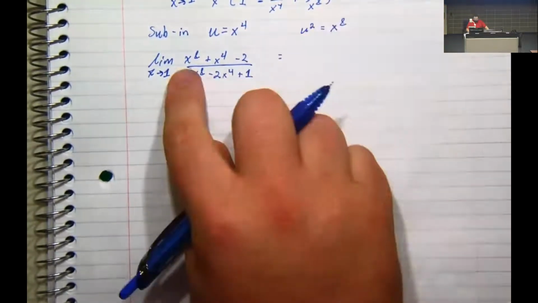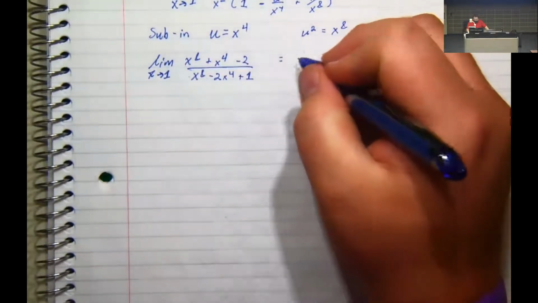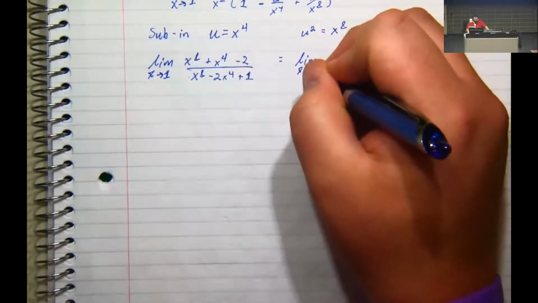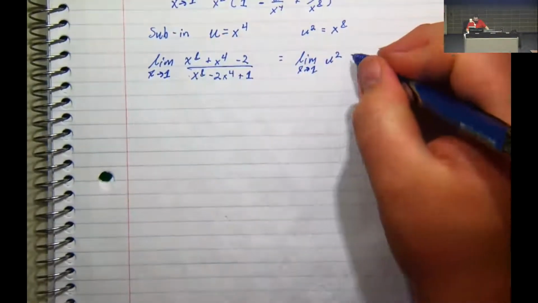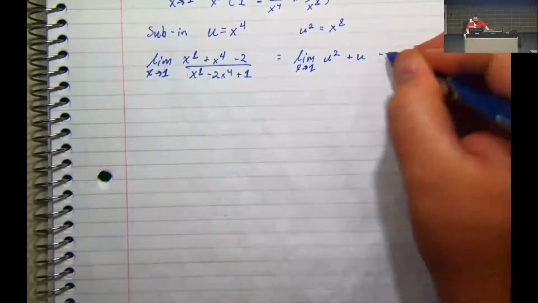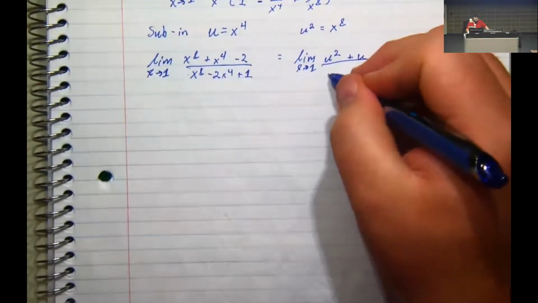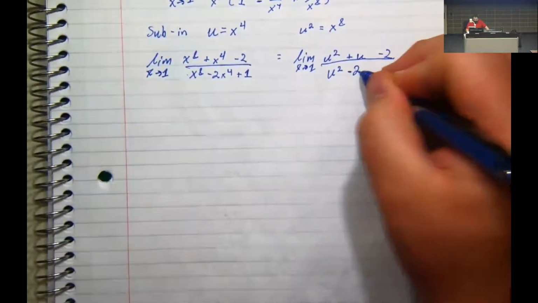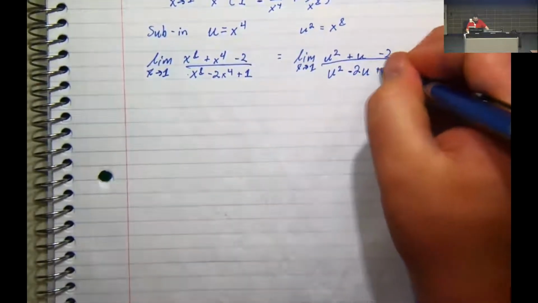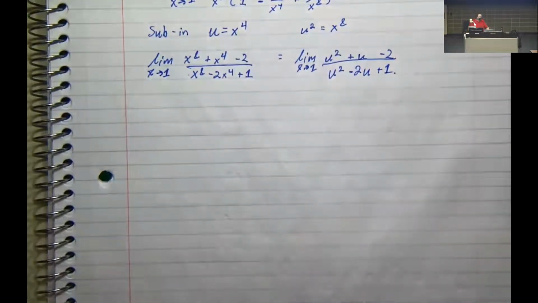So I just subbed in u squared for these two. And then for these two, these are just x to the 4. So basically I just replaced, so x to the 8 becomes u to the 2. x to the 4 just becomes u, minus 2 over u to the 2 minus 2u plus 1. And so you could have subbed in something else. That's just what I chose to sub in, and that got us to a trinomial I knew I could factor.